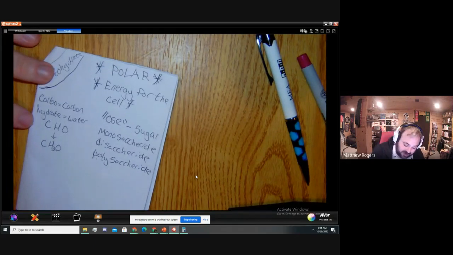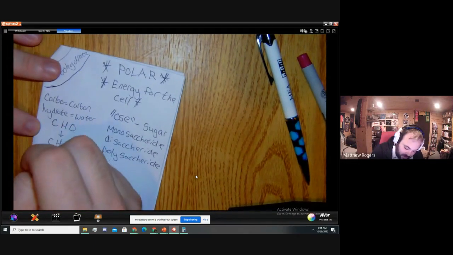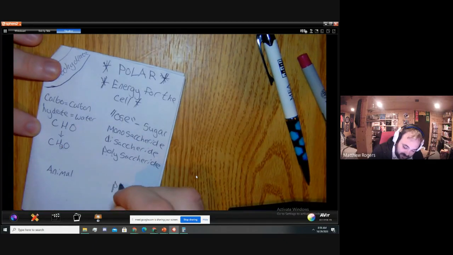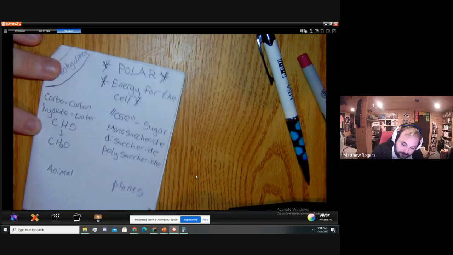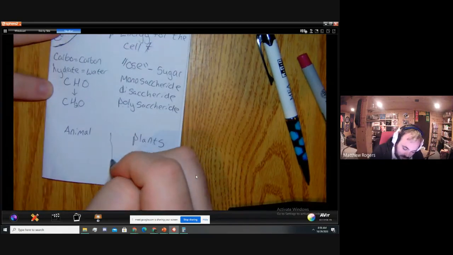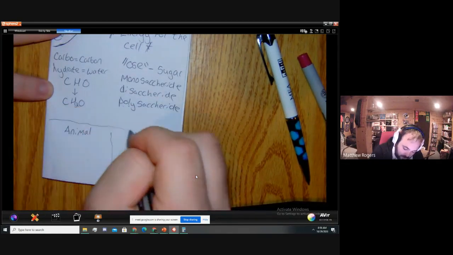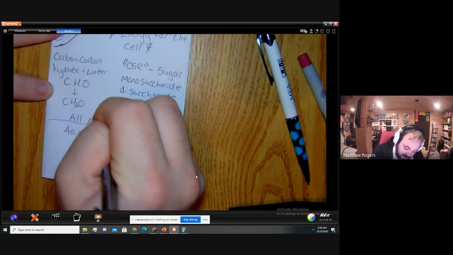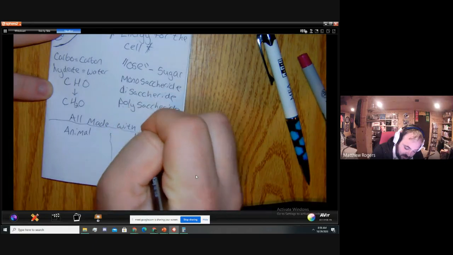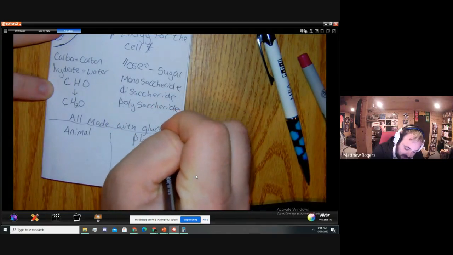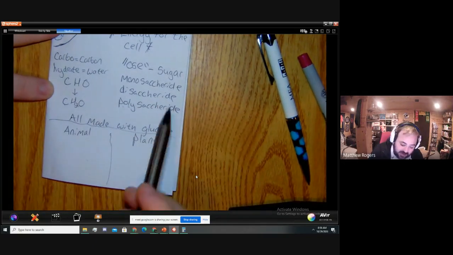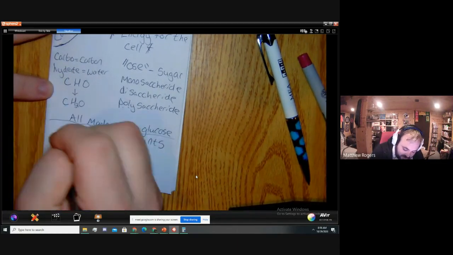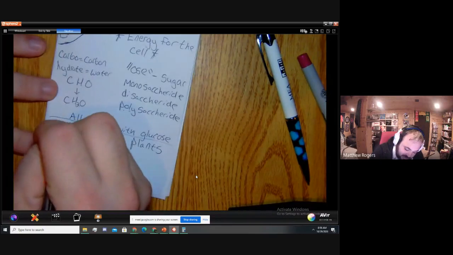And then let's talk about the different kinds of sugars. So I'm going to do animal over here. Do plants over here. These are all made with glucose. So glucose is the monomer for all of these things. It's the monosaccharide for all of these. And we're going to connect glucose in different ways. So the first way we can connect glucose in humans is glycogen.